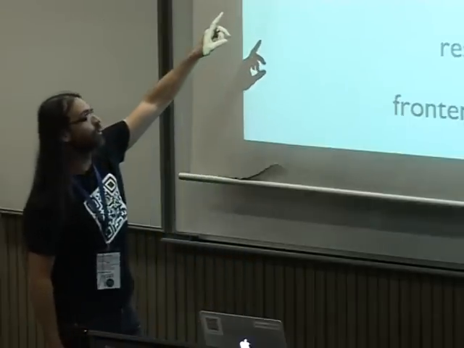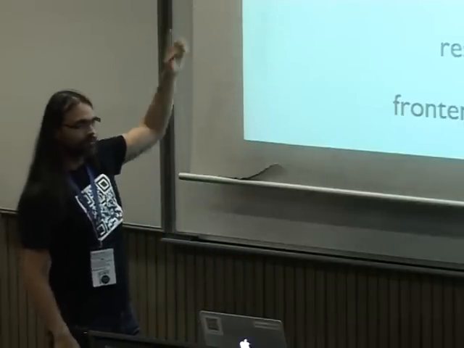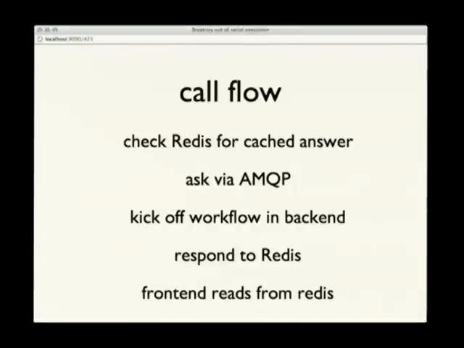This is exactly the workflow that I was describing. For pretty much any given command that we have in the backend, we're actually asking Redis if we have a cached answer that is relevant. If we do, we're just responding back. If we don't, we ask AMQP, we kick off a workflow, maybe, in the backend. I'll discuss it later as well, but workflows are very basic things or steps that wrap a couple of steps into one logic entity that we can call from the front end.